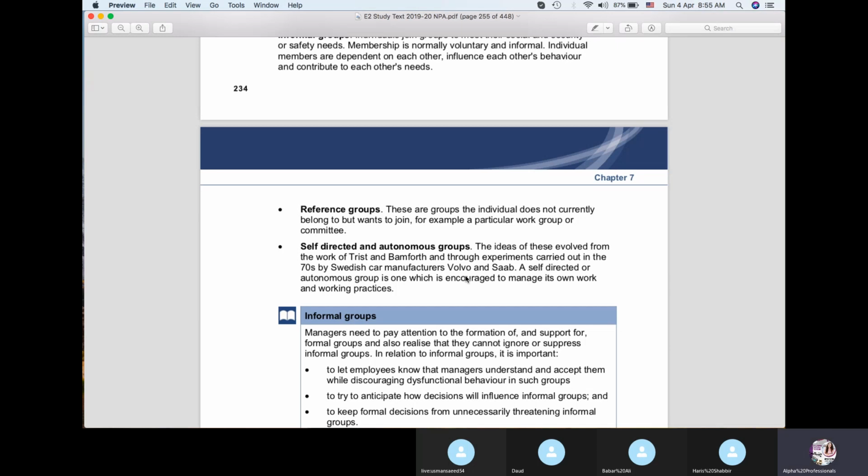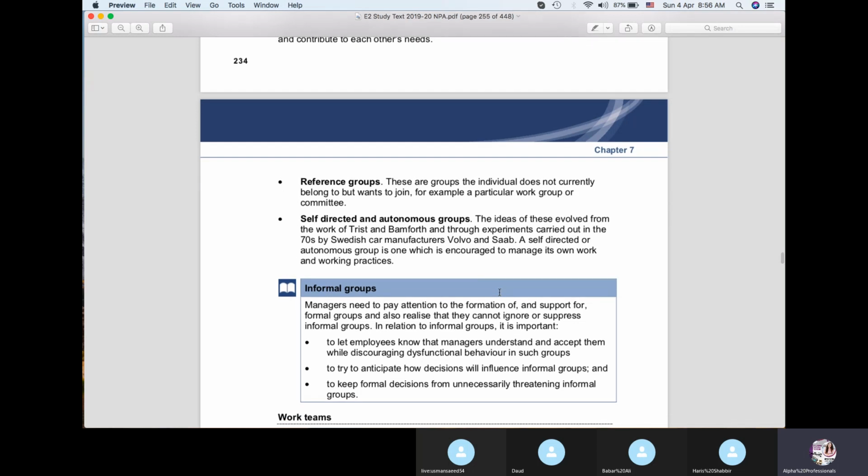And self-directed and autonomous groups. The ideas of these evolved from the work of Trist and Bamforth and through experiments carried out in the 70s by the Swedish car manufacturer Volvo. What is a self-directed or autonomous group? It is one which is encouraged to manage its own work and working practices.